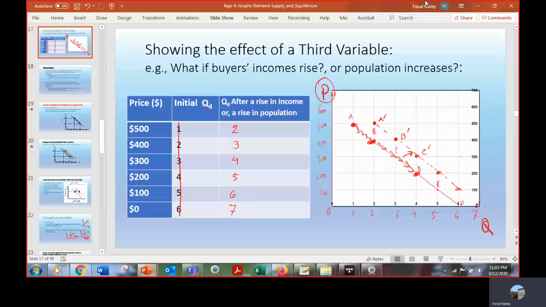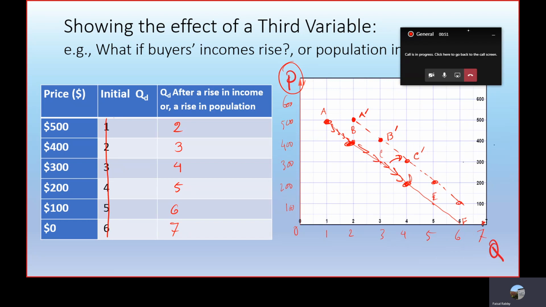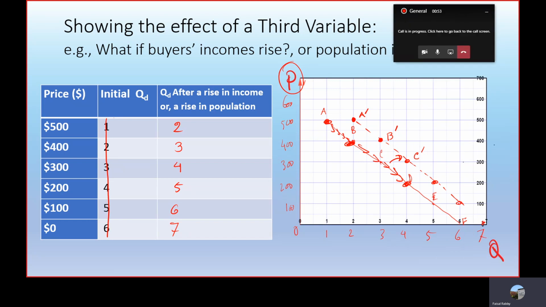In our last video, we talked about something called the law of demand, which told us that if price decreases, quantity demanded increases and vice versa. And the effect of a price change was shown by a movement along the same demand curve.